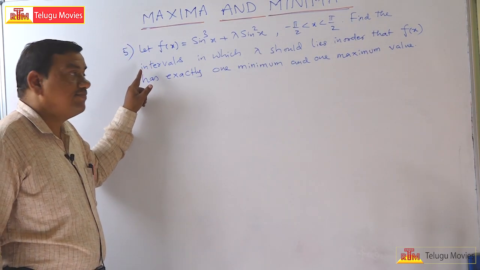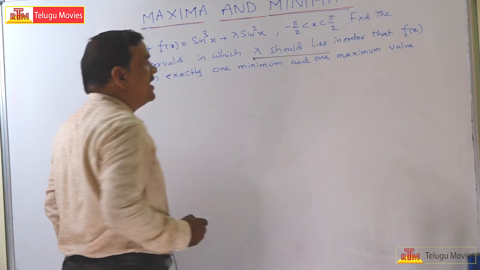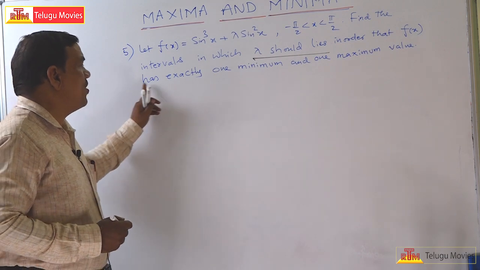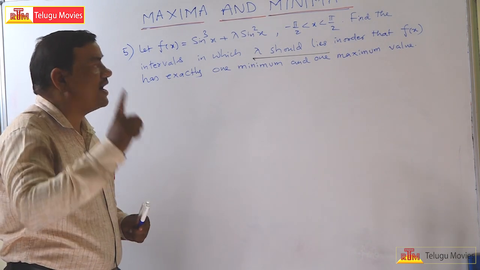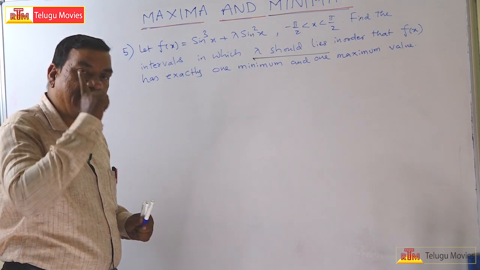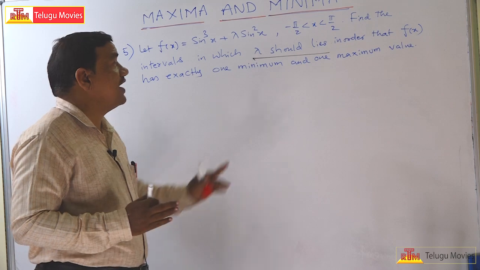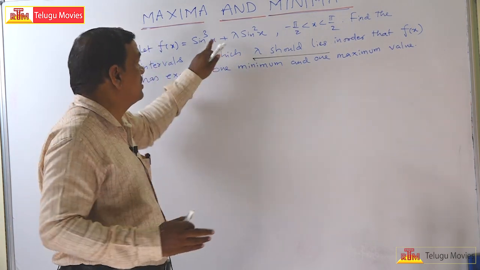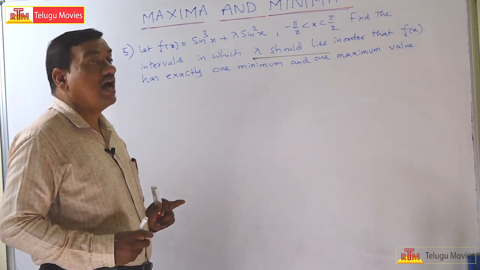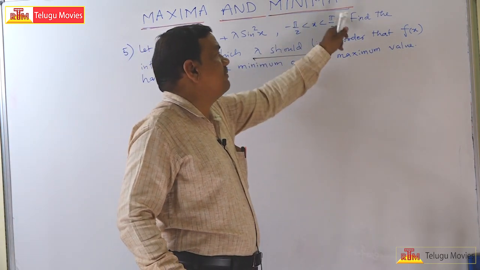So the question is, find the interval in which lambda should lie in order that f of x has exactly one minimum and one maximum value. This function should have exactly one minimum value and one maximum value in that interval. We have to find out the lambda. The lambda should belong to which interval, so that this function should have one minimum value, one maximum value only. Understand? In the interval minus pi by 2 to plus pi by 2.